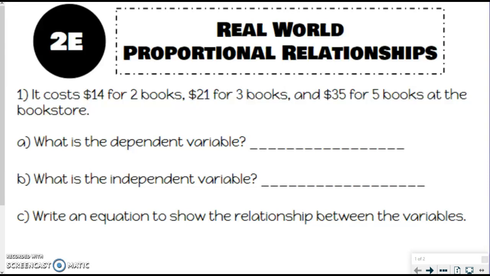It's just instead of seeing a table or a graph, we're going to see a real world problem, and then we're going to put it on a graph that is totally blank. So we're going to have to do a little more than we have before. Anywho, let's move forward. It costs $14 for 2 books, $21 for 3 books, and $35 for 5 books at the bookstore. So just like we've done before, we're going to figure out our dependent and independent variables first, write our equation, then we'll move on to the graph.